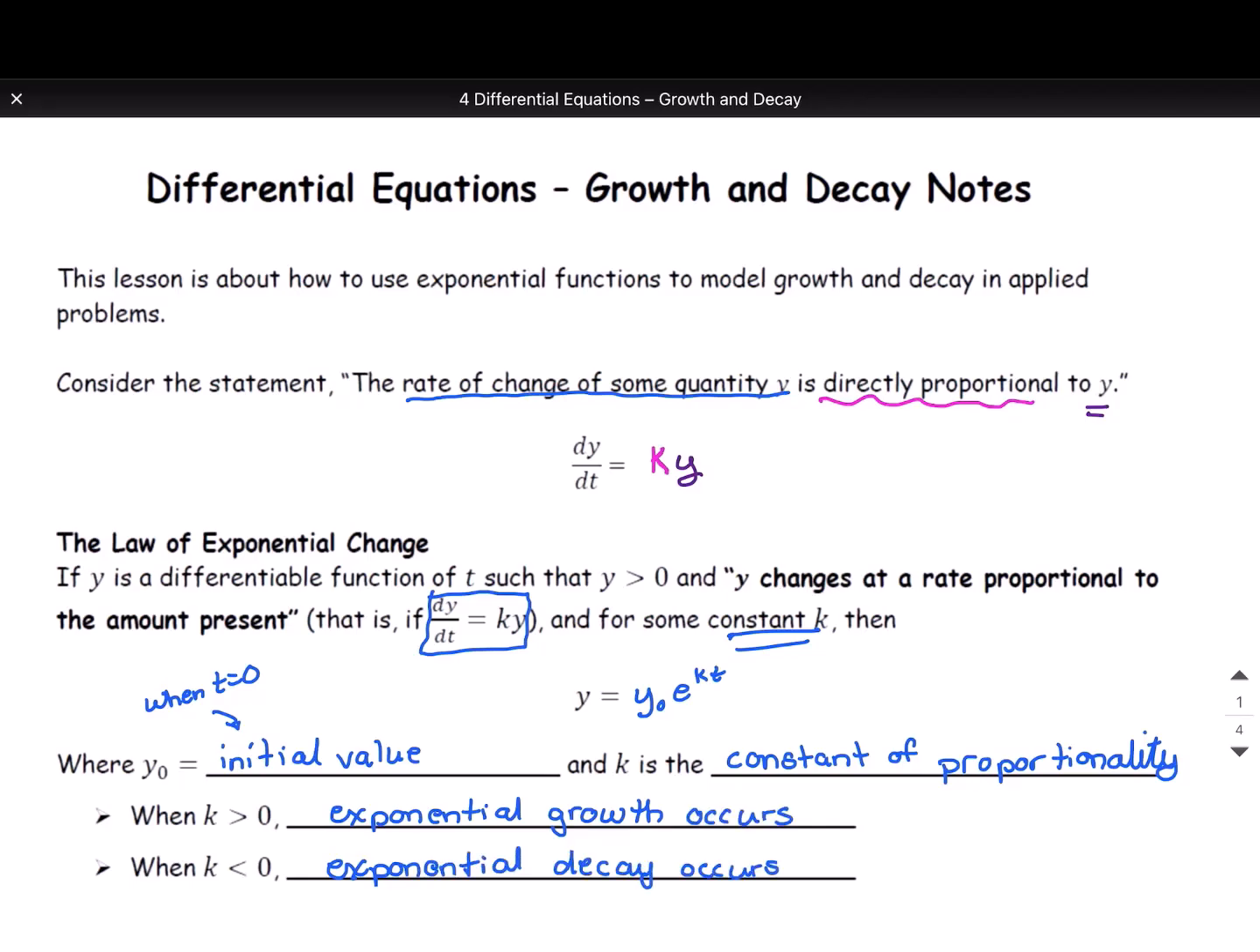Now you might remember this equation from pre-calculus. We use that a lot in pre-calculus for exponential growth and exponential decay. You might even remember that it's related to the interest formula, the PERT formula for compounding continuously. This also follows the law of exponential change. Okay, that's where it came from.